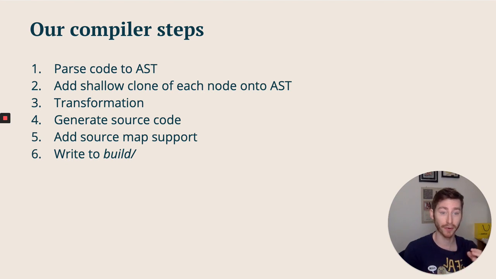The third step is transforming. We'll be manually doing this, but we could use libraries such as ast-types or Babel types, as they have really clean APIs. More on this in a moment.